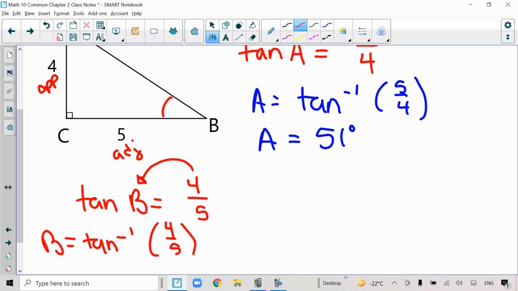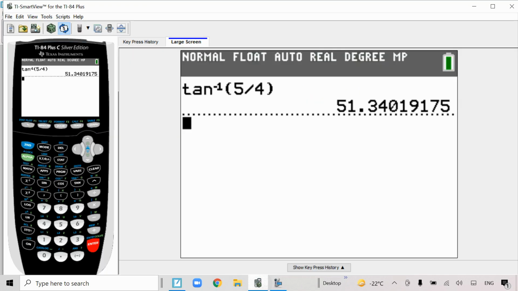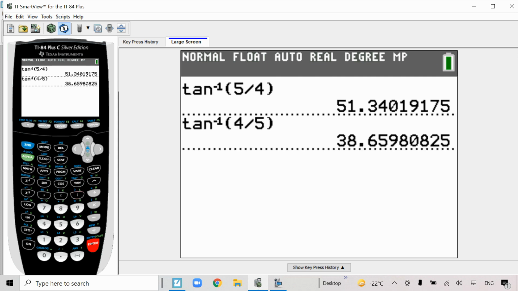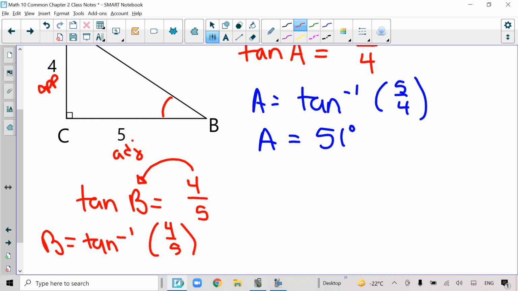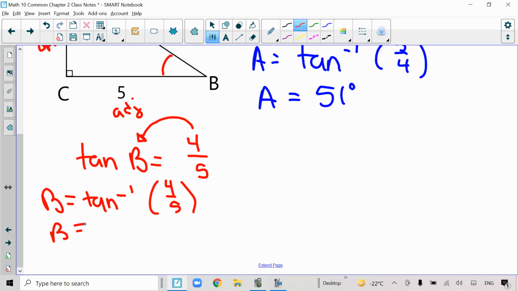So let's go into our calculator and do that. So tan inverse, second, and then my tan button. And this time I'm doing 4 divided by 5. Close my bracket. So tan inverse of the ratio, press enter, and I get 39 degrees to the nearest degree. So there, I'm going to have B is equal to 39 degrees.